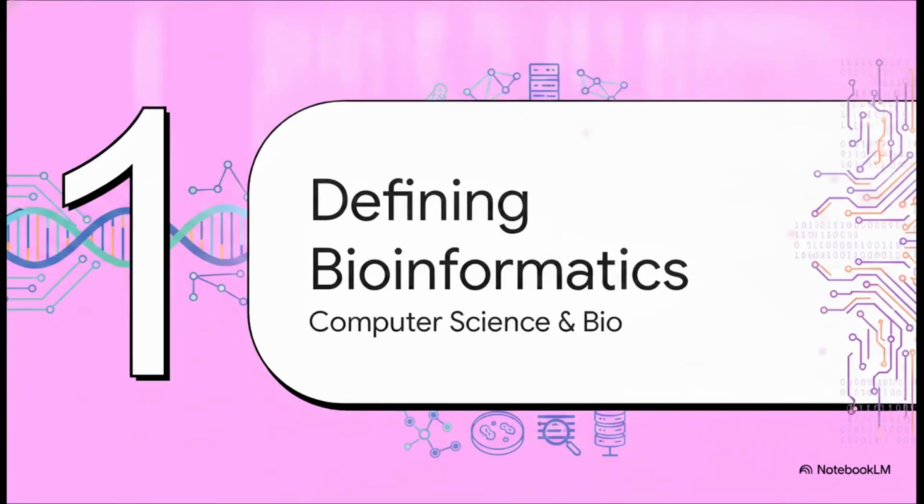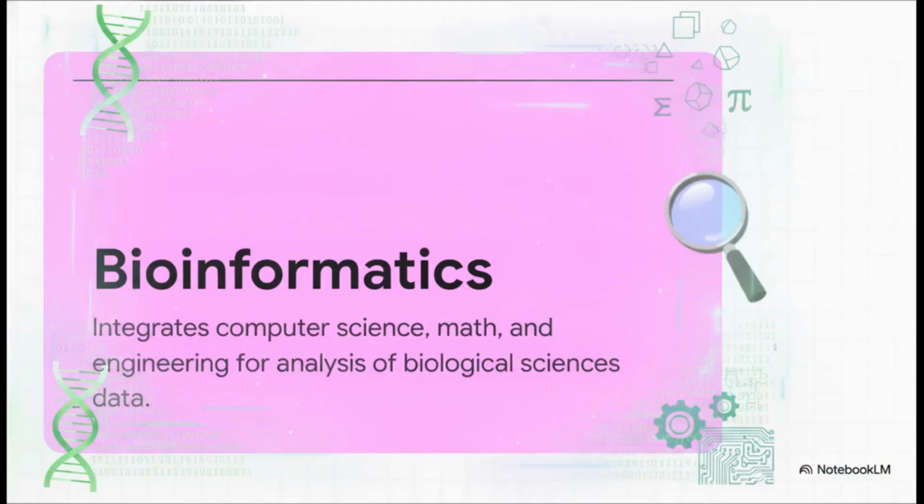Section 1. Defining bioinformatics. This is the critical intersection where computer science meets biology. So, bioinformatics isn't just one single thing. It's really a highly integrated branch of science. We're talking about bringing together computer science, math, statistics, chemistry, and engineering. Why? Well, for the storage, retrieval, and analysis of biological data.